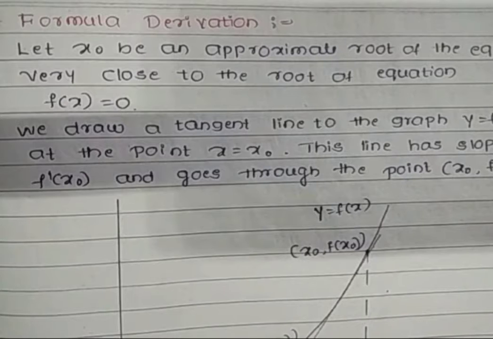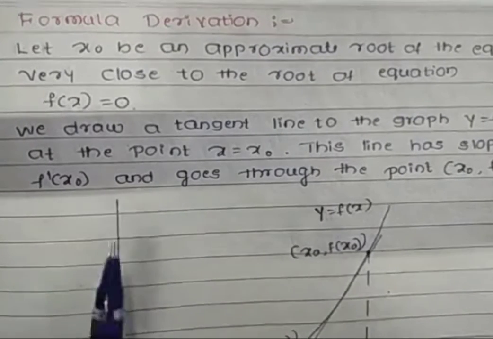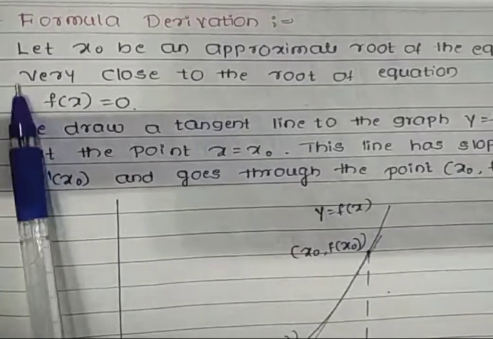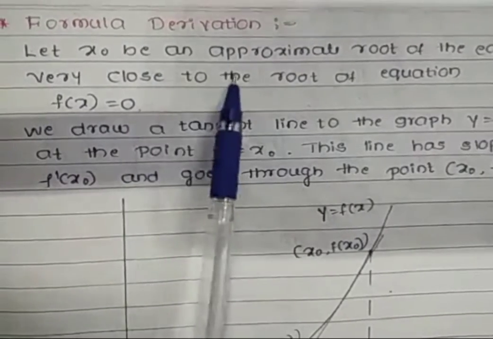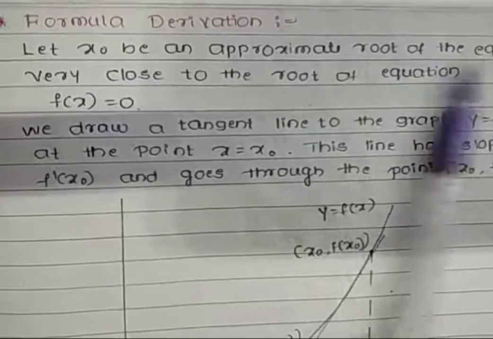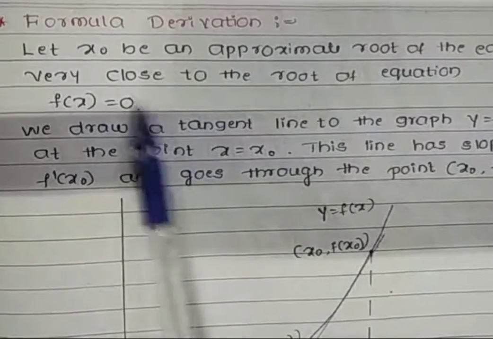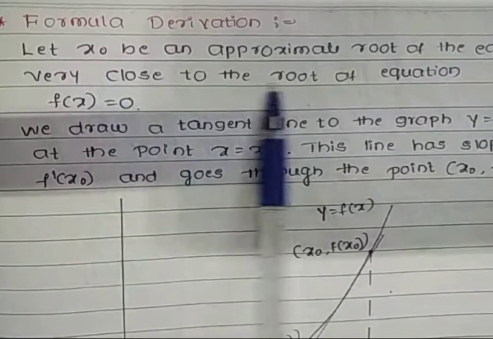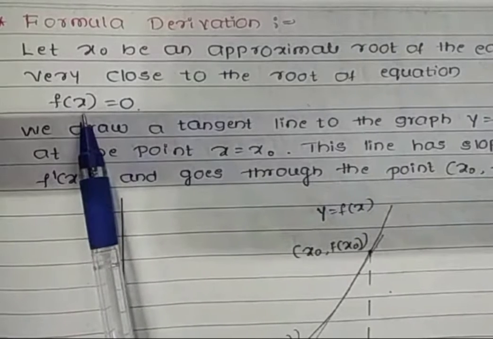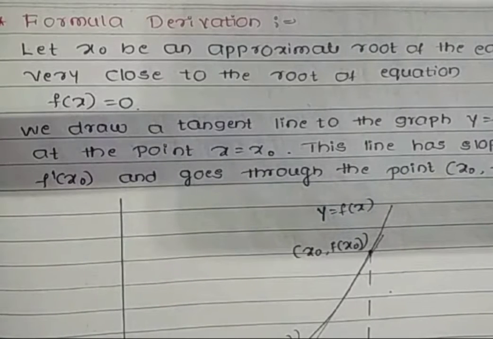This concept is also a very simple one. Just observe how we derive the formula for the Newton-Raphson method. Here, let x0 be the initial approximate root for the given equation, and this x0 is very close to the root of the equation f of x equal to 0.